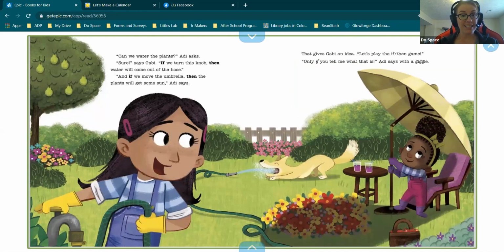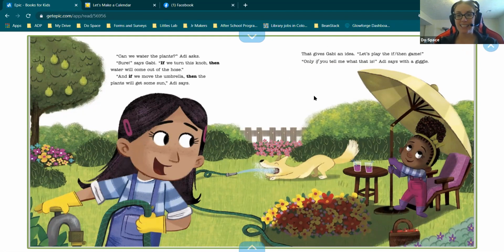"We can water the plants," Addie says. "Sure," says Gabby. "If we turn this knob right here, then water will come out of the hose." "And if we move the umbrella, then the plants will get some sun," Addie says. So this is the spigot that is connected to our hose, right? So if you turn the wheel, water will come down the hose. What if you don't turn the wheel? Then it won't come out, right?